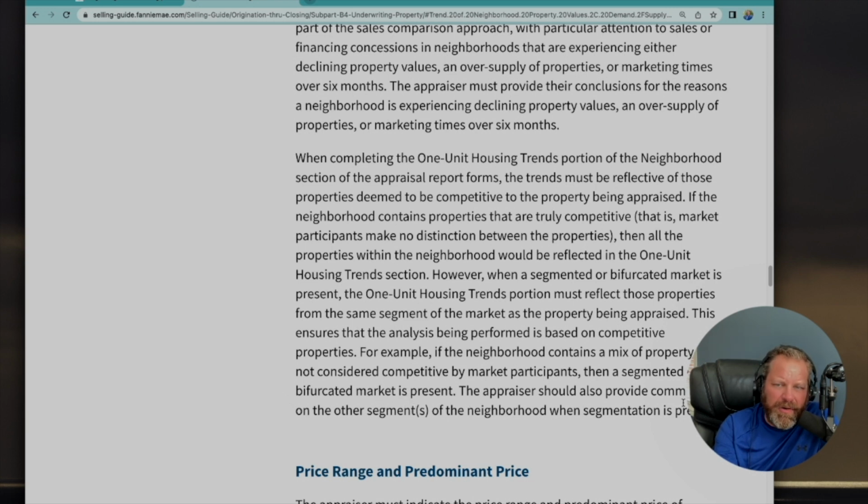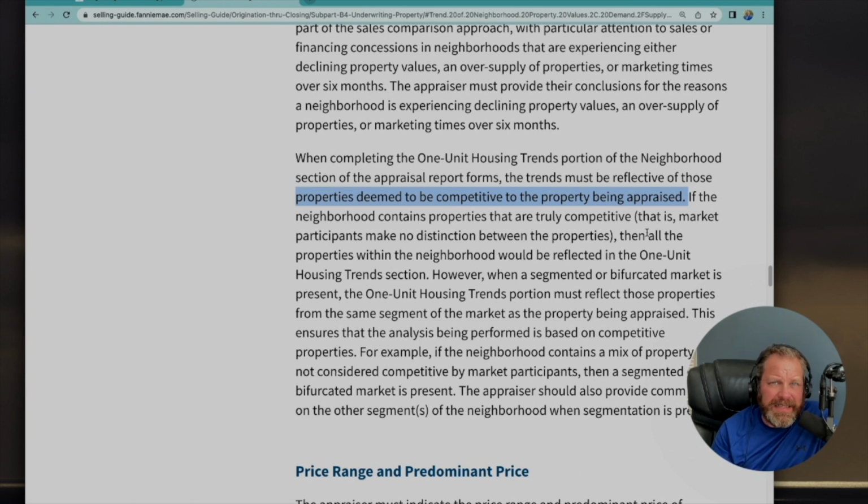The appraiser should also provide commentary on the other segment or segments of the neighborhood when segmentation is present. So they do ultimately want to know what's going on with other properties, but they're mostly concerned, I mean, it says right here, they have to be competitive. Properties deemed to be competitive with the property being appraised. So when you're filling out that one unit housing trends, you're using competing properties within the same market area or neighborhood. So be real careful there.